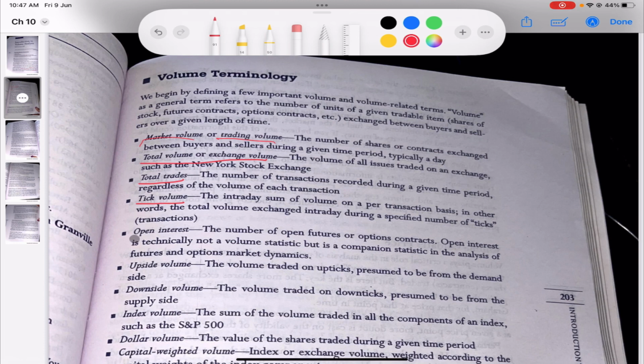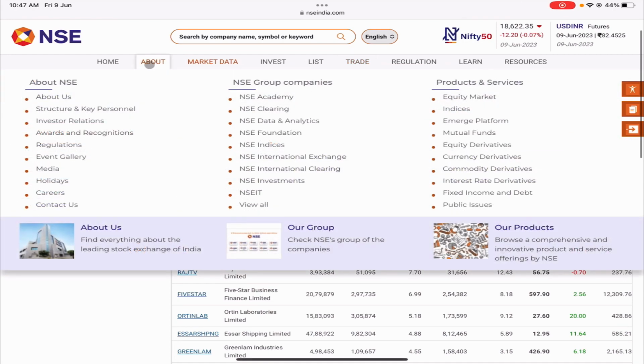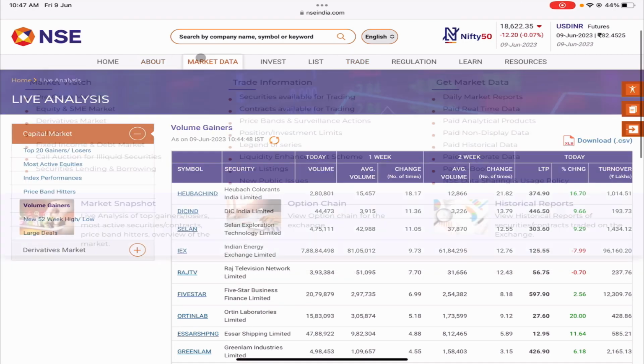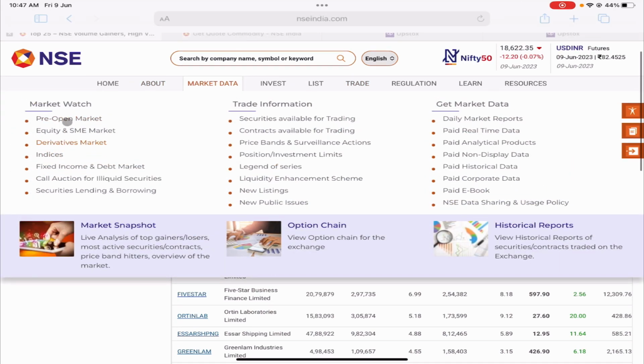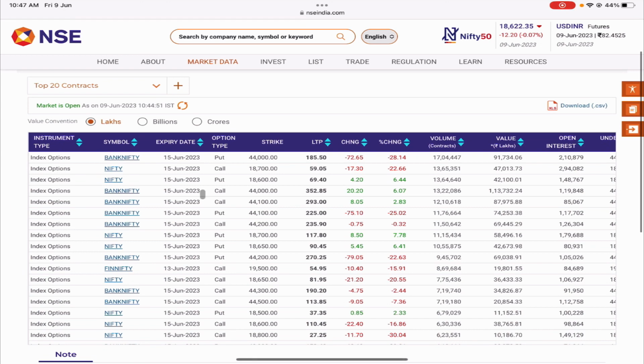Now we have open interest or OI. This is very much used in your stock market. If you go on NSE and go to market data, then to the derivatives market, look at this. These are my index options, Bank Nifty, Nifty, of various strike prices. If you look at this, the open interest is given over here. This column is showing you the open interest on this specific strike price.